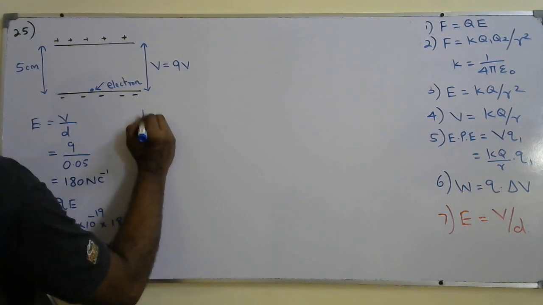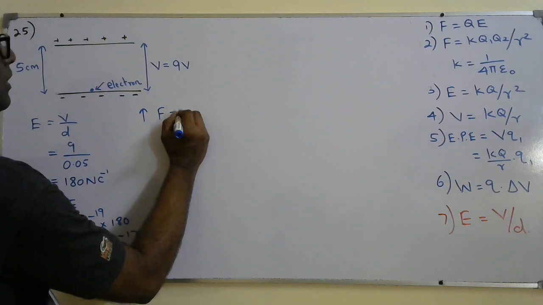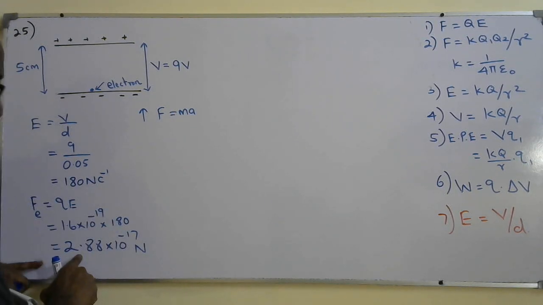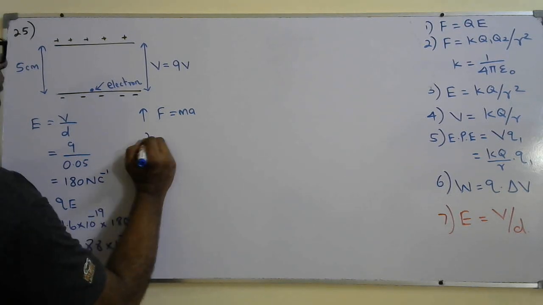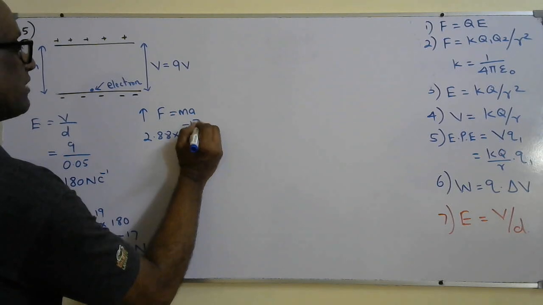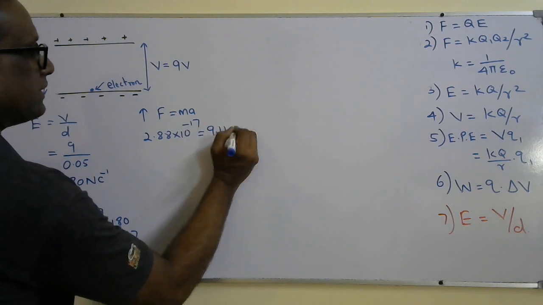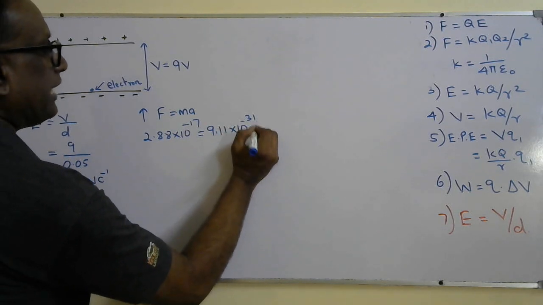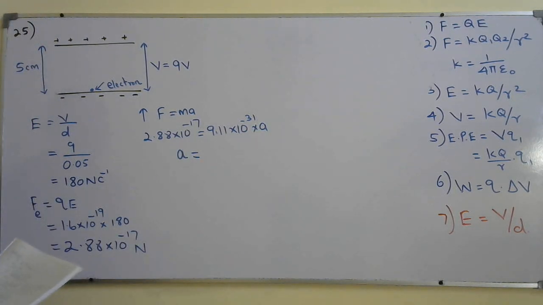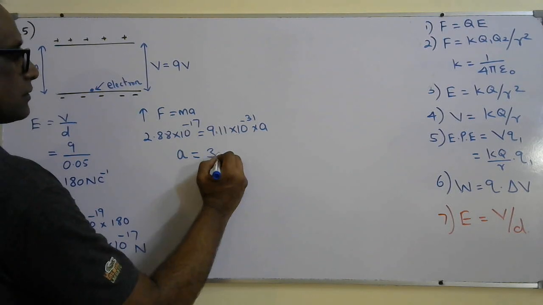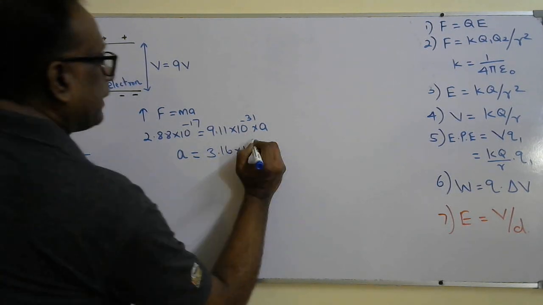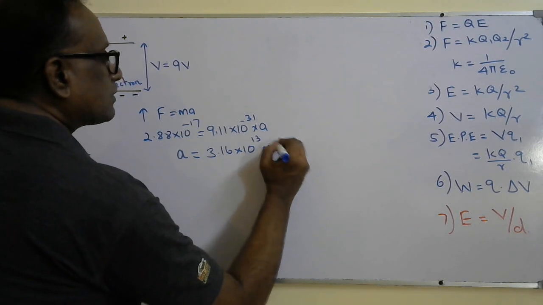So now I can use F equals ma for the electron. The electrostatic force is the resultant force; we don't consider the weight. So 2.88 × 10^-17 equals the mass of the electron, given in the data sheet, 9.11 × 10^-31, times a. Find the acceleration: the acceleration of the electron will be 3.16 × 10^13 meter per second squared.